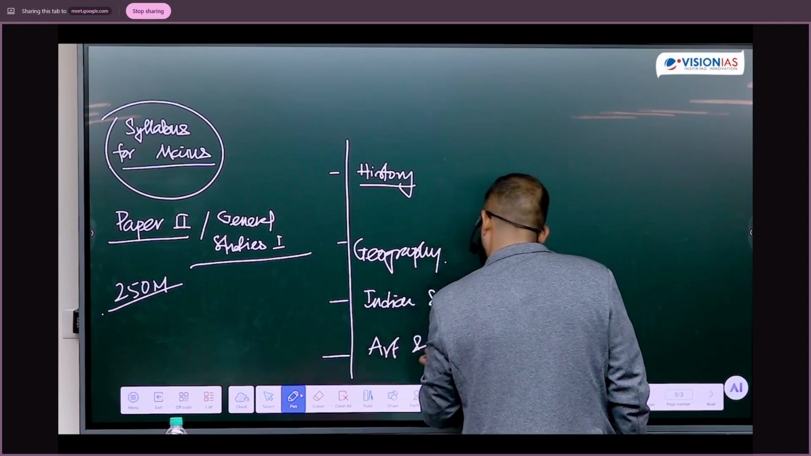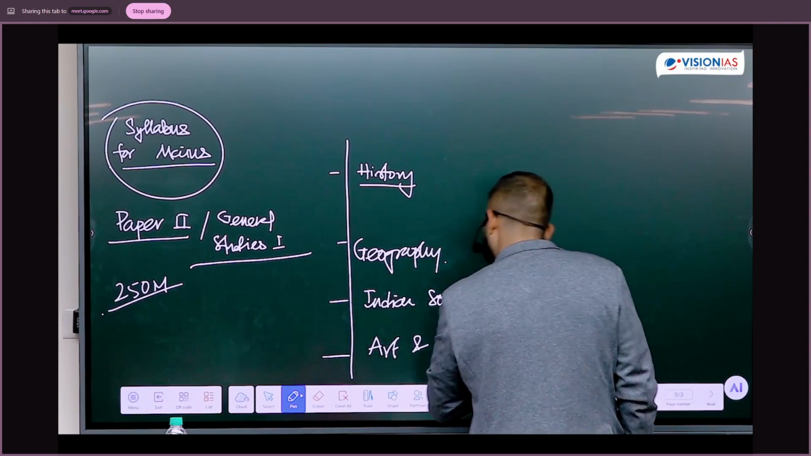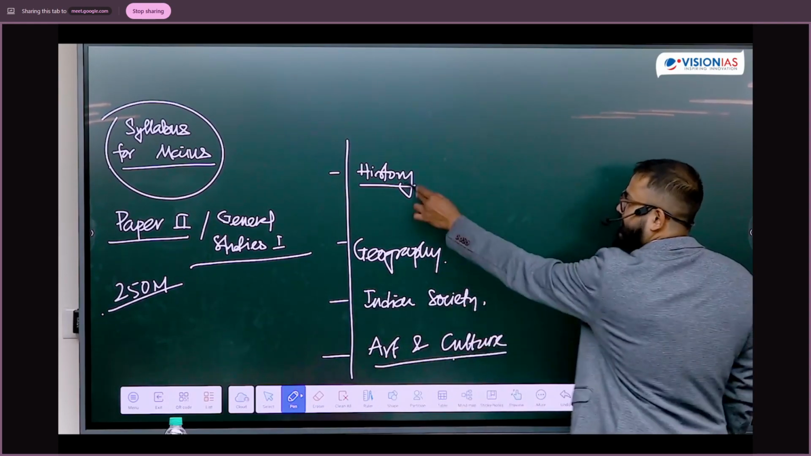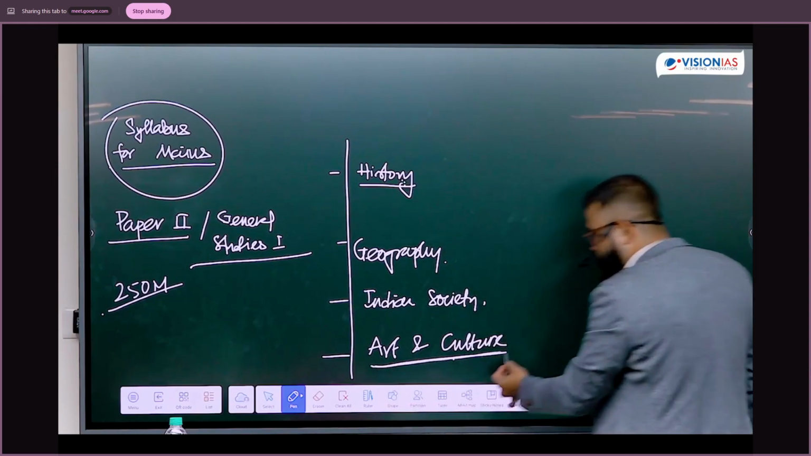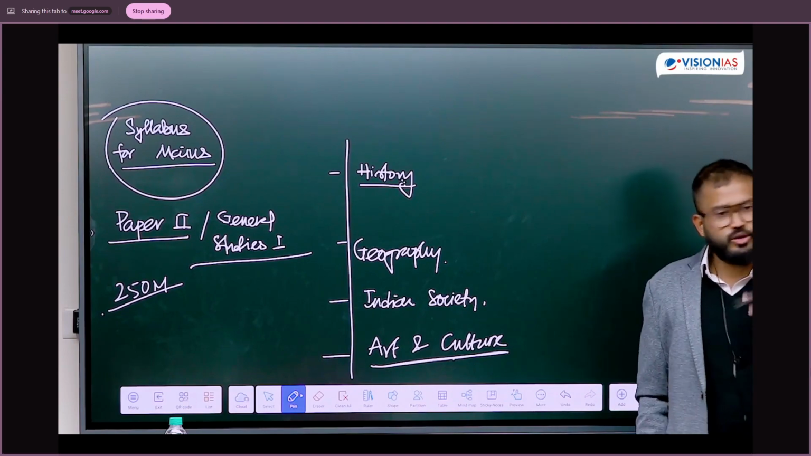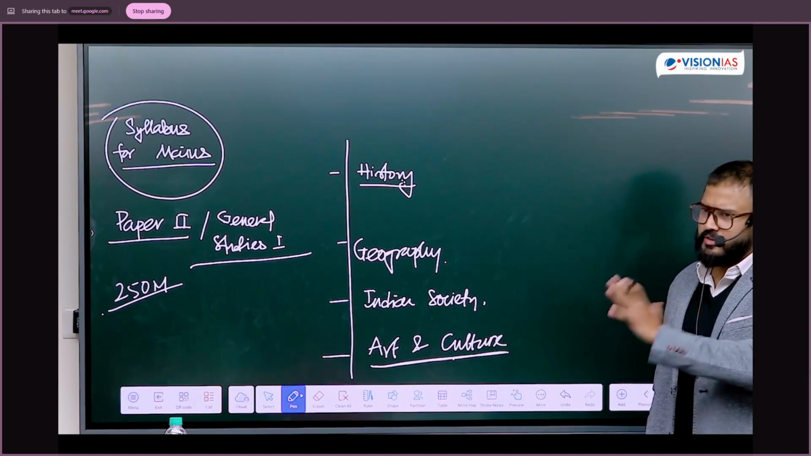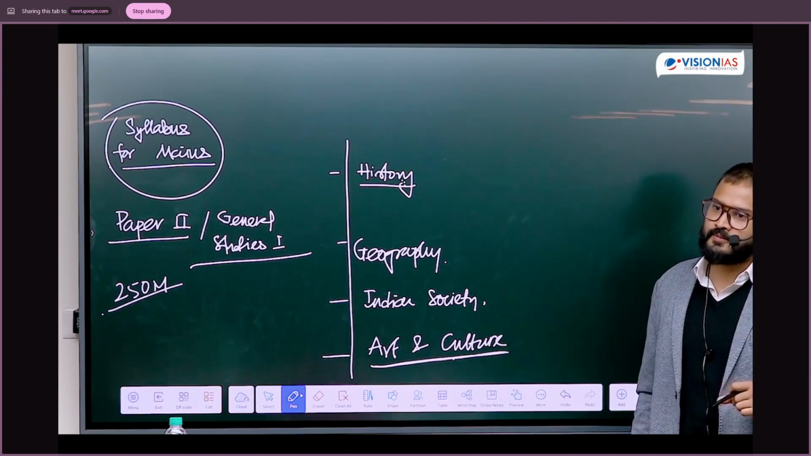And the portion of art and culture. I did not write it under the heading of history. Please understand that. I have segregated the portion of art and culture. If you read the notification, you will not be taking anything for granted. Whatever I say can be wrong as well. You will test it for yourself.